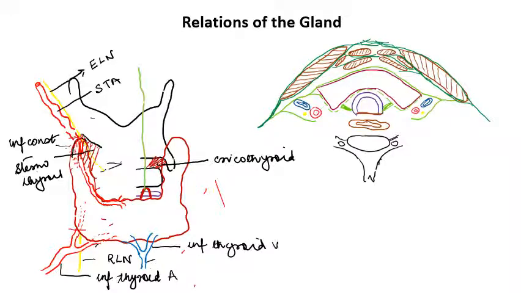So all these structures, their placement, you've already seen in the previous slide. Here we're just getting them all together to understand the relations of the various surfaces and borders of the thyroid gland. Using the same diagrams, you can explain the structures.